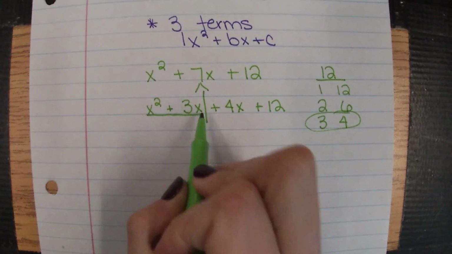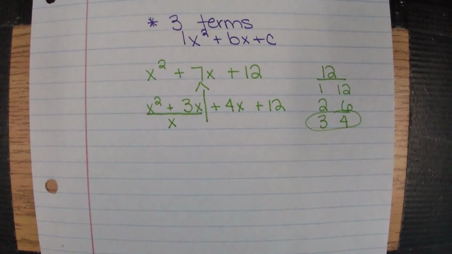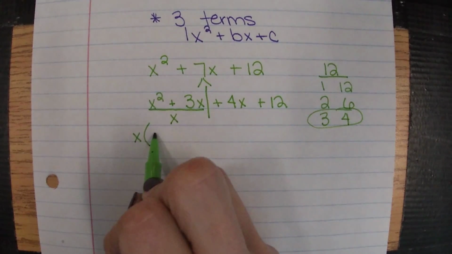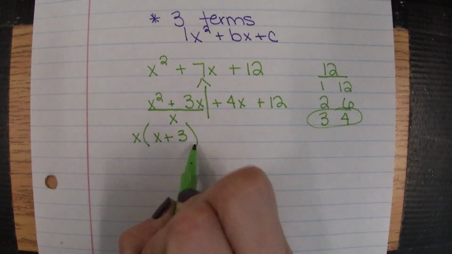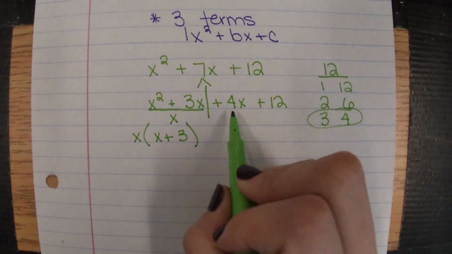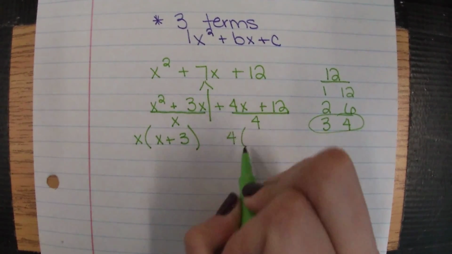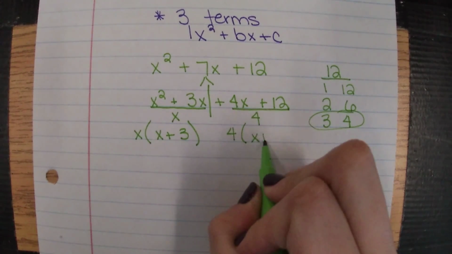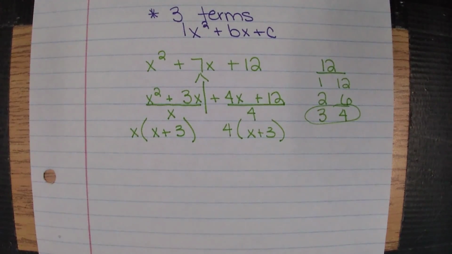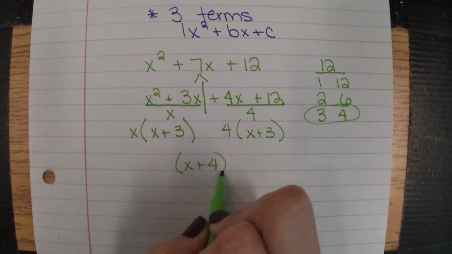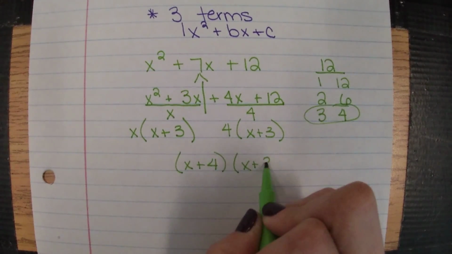So if I split this in half and I factor out a GCF on the left, I'll pull out an x. So that will give me an x, and then we'll get an x plus 3. And over here I'll factor out a 4, right, which will give me an x plus 3. And we'll put this into 2 binomials, which will be an x plus 4 and an x plus 3.